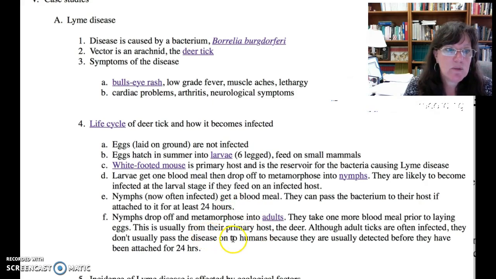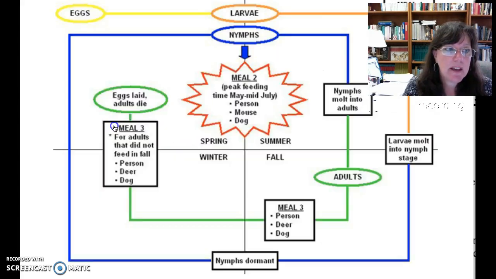And the second reason that humans are more likely to get infected by the nymphs is because of the timing of the meals. So the nymphs take their blood meal in the spring and summer, and this is a time when humans are very likely to be in environments that are infested with ticks. So they're going to come into contact, it's much more likely.